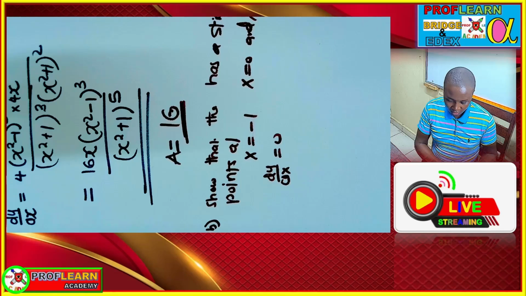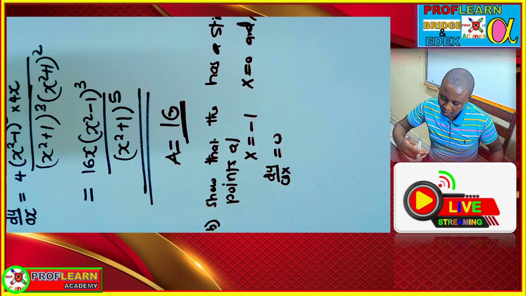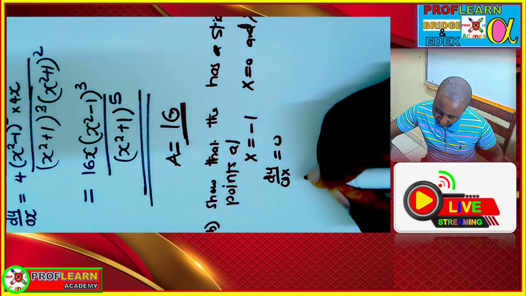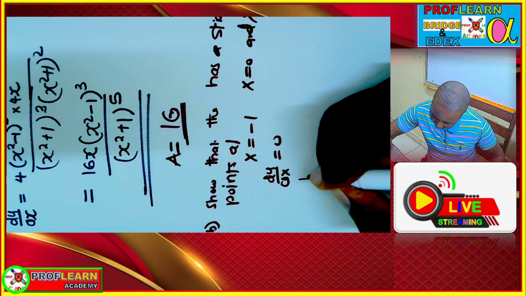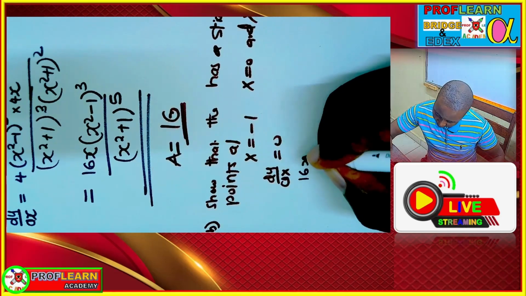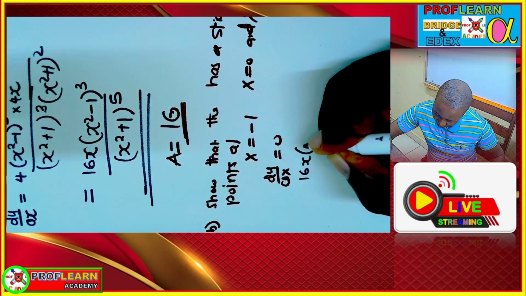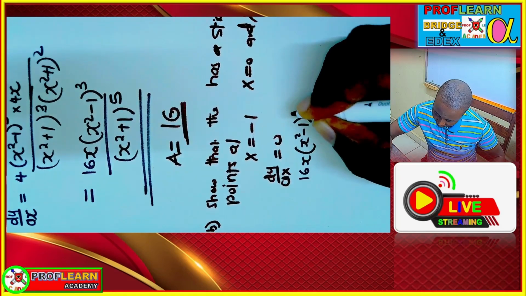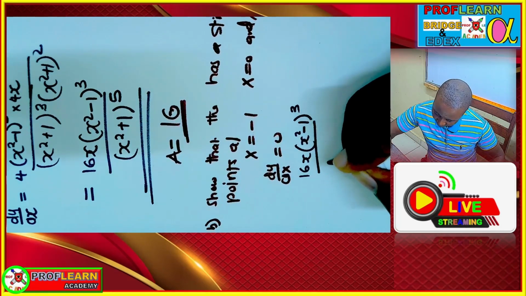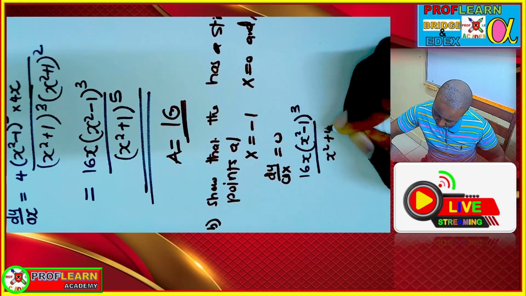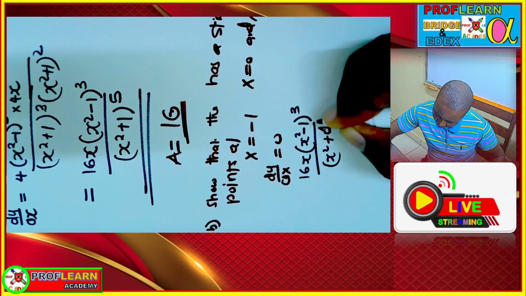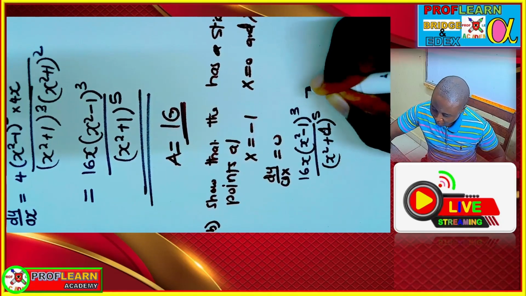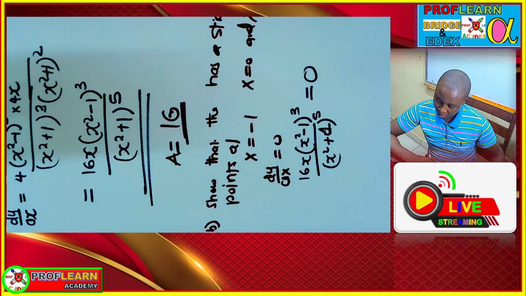So which means that this particular equation that we are having here is the one that we are going to try to say is equal to 0. So we shall have 16x into (x squared minus 1) power 3 over (x squared plus 1) raised to power 5 is equal to 0.